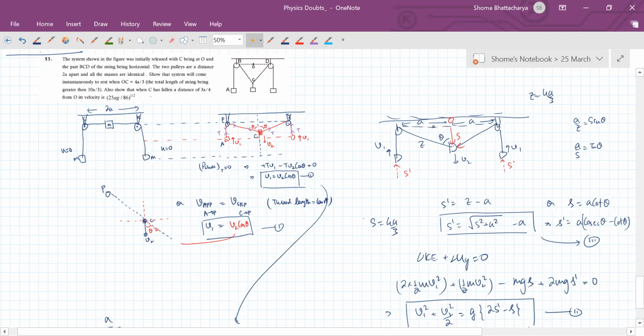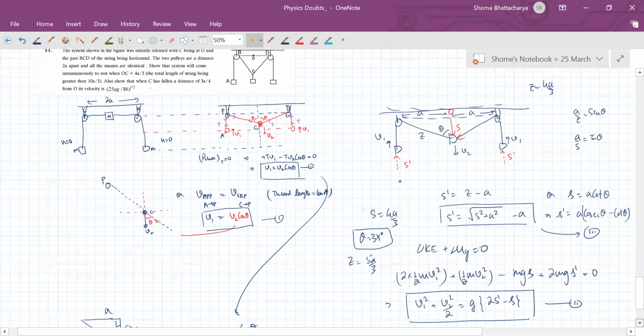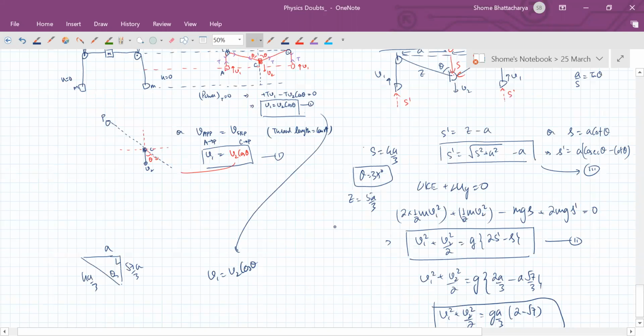Okay, so this is tan inverse 3 by 4. So theta becomes 37 degrees. Okay, and Z will become 5A by 3. So from this you can see that S prime will become 2A by 3. Yeah, but anyway, is this clear now, Kevin? I mean, this is all right now.